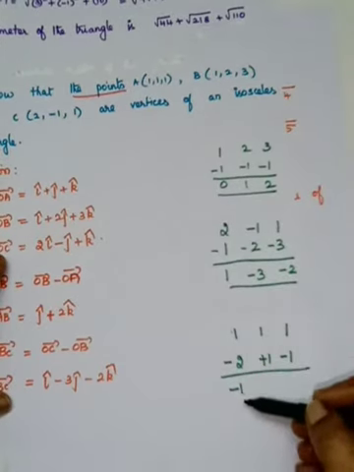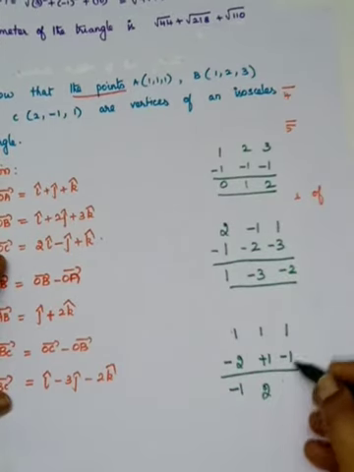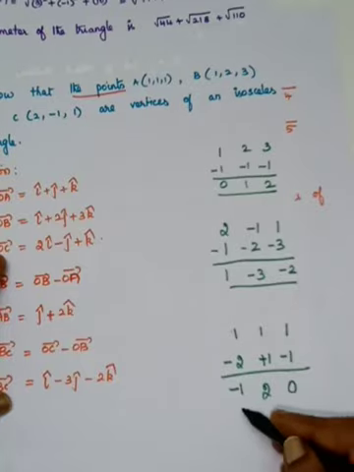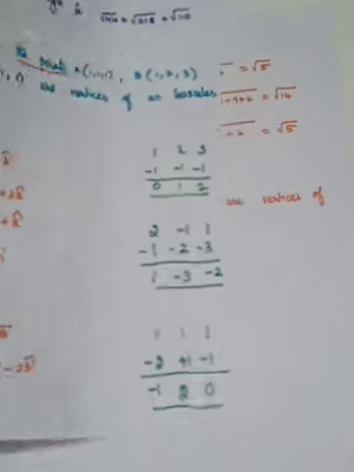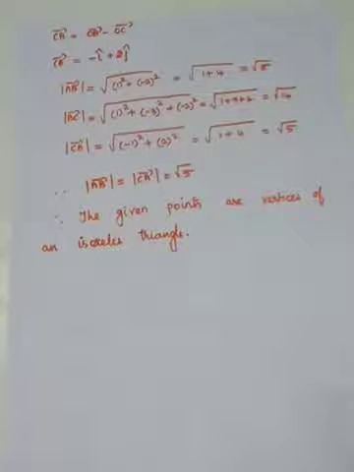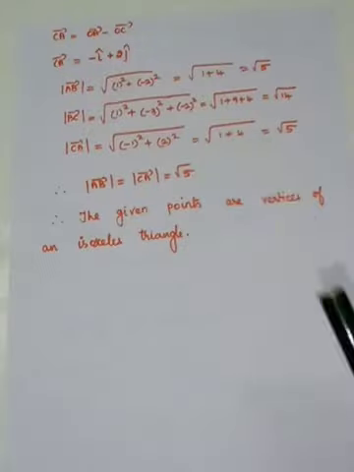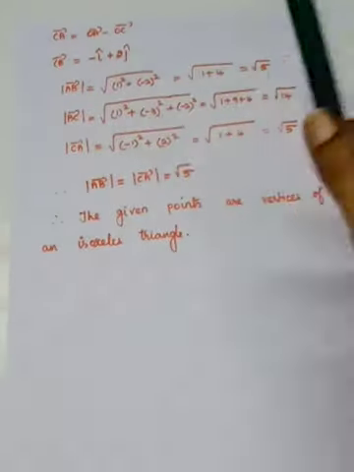1 minus 2 is minus 1. 1 plus 1 is 2. And 1 minus 1 is 0. So you have to write it as a vector. So minus i cap plus 2j cap. So we have found the 3 sides.